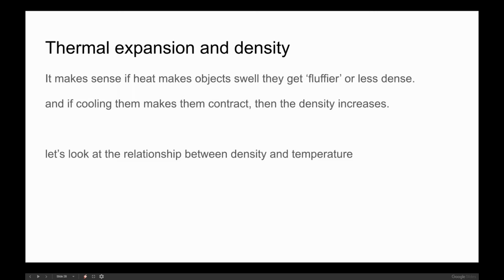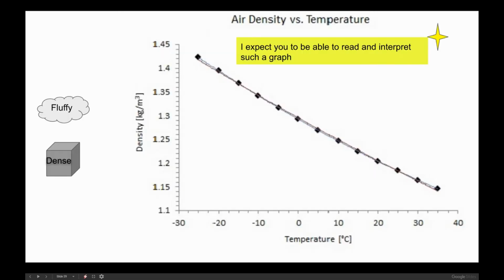It actually has great implications for life on Earth itself and even eternal life, believe it or not. But let's start off simple. Let's look at the relationship between density and temperature. This kind of graph you must be able to deal with on a unit test. Simple explanations as to how it functions.